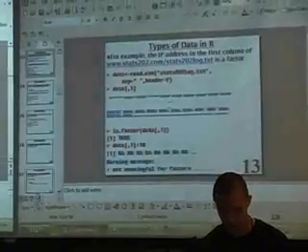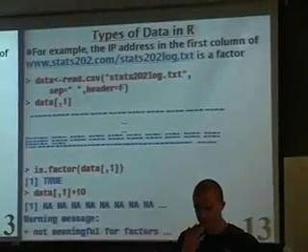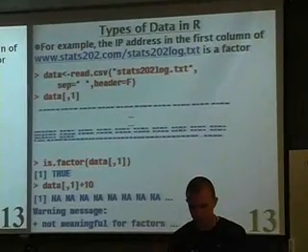Okay. So it's sort of like getting your types right when you're coding, right? You have to differentiate between the float and the integer. Here we're differentiating between the factor and the numeric.